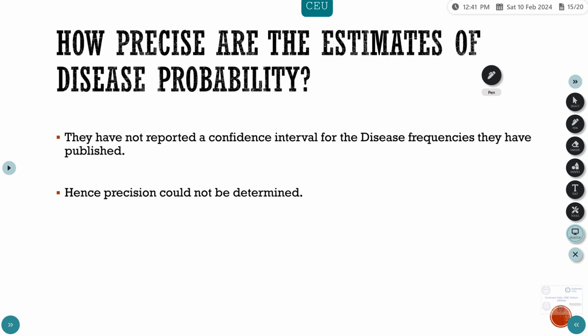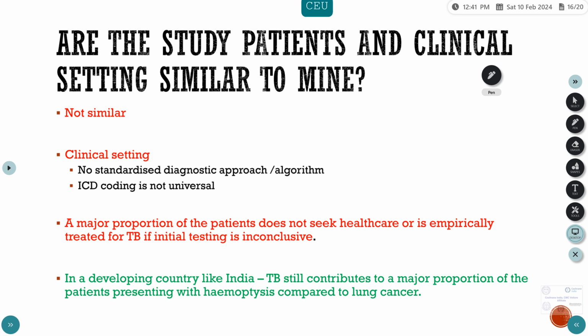So coming to a setting like India, are the study patients in clinical settings similar to mine? I would say it's not similar, because France is a developed country and India is a developing country. So the etiological diagnoses would definitely be significantly different from a developing country like India. And also the clinical setting: when we look at our hospitals, we don't have a standardized diagnostic approach or algorithm for patients presenting with hemoptysis to get a diagnosis. And ICD coding was also not universal in India. Not every hospital followed ICD coding. Because of that, the clinical setting was also different. And India is a developing country, so the clinical setting is significantly different.